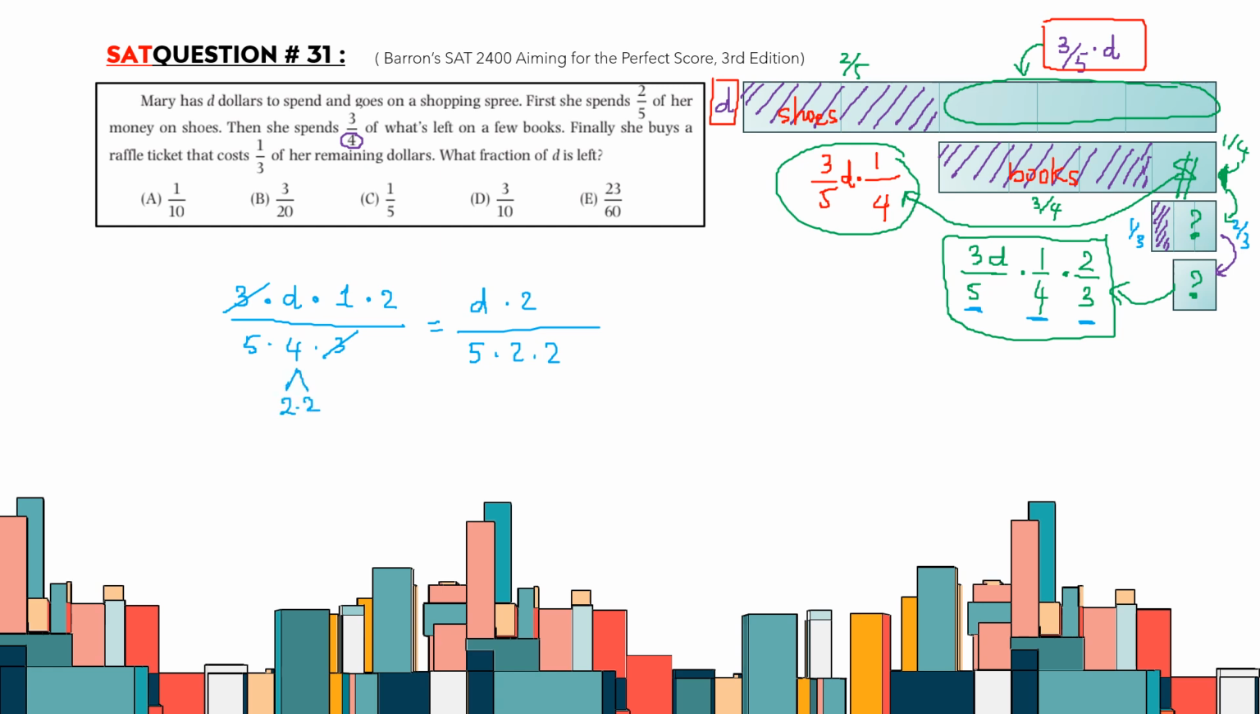Okay, so I cross out one of the 2s. I am left with D divided by 10, or I can rewrite it as 1 over 10 of D. And the fraction we're talking about is this number of D. When we see something like "of," it means multiplication. Fractions of D, so you have D right here, and the multiplication between it and the fraction. So this is what they're asking: 1 over 10.